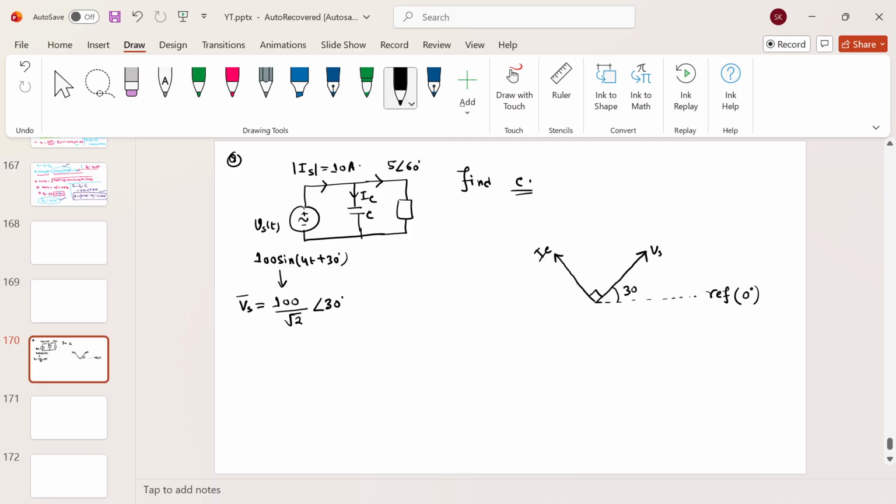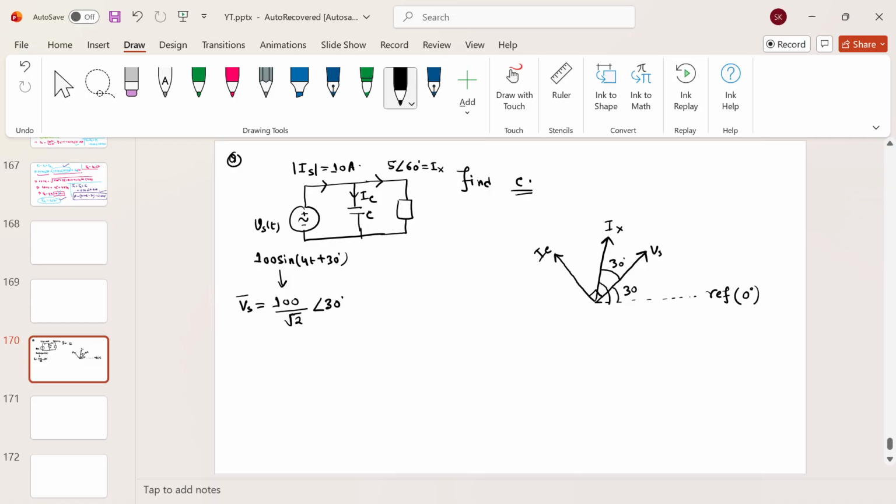This particular angle is 90 degrees, and we have the 5 at an angle of 60. Let me call this particular current Ix. This current will have a 60-degree lead, so it will be somewhere here. So this is my Ix, and this angle is 60 degrees, so this angle will be 30 degrees.